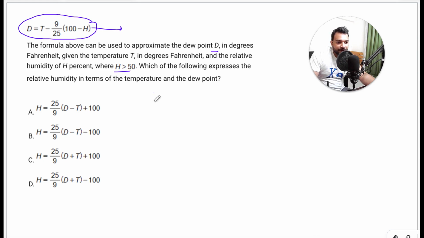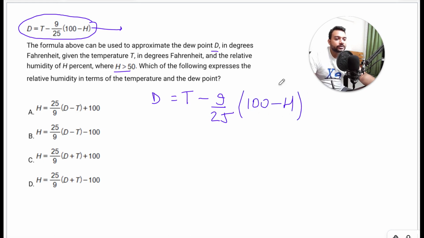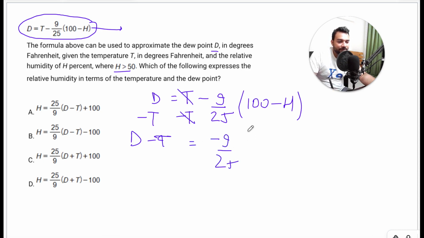Okay, so let's write the original expression. D is equal to T minus 9 over 25 times 100 minus H. Now we need to isolate the H. First of all, for that we subtract T on both sides. So D minus T, and here also minus T. These two cancel. D minus T is equal to negative 9 over 25 times (100 minus H). This is what we have.